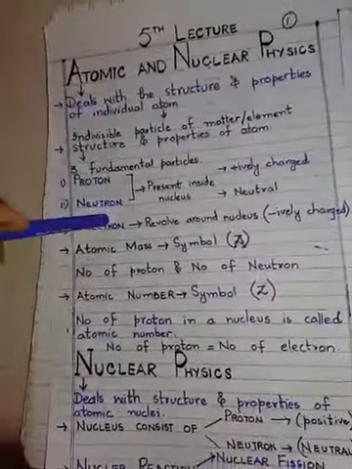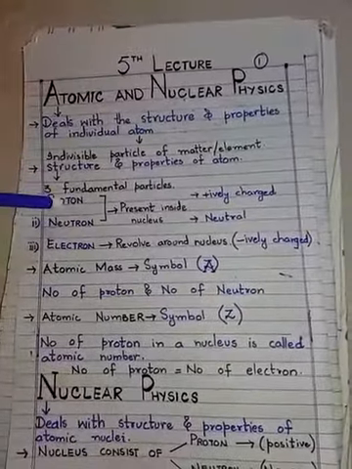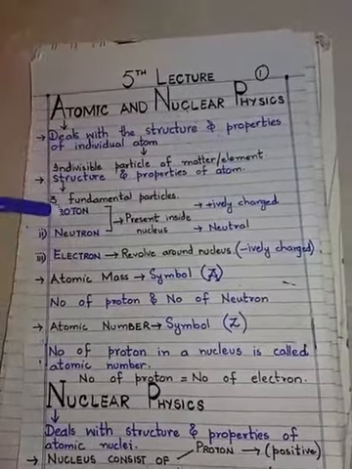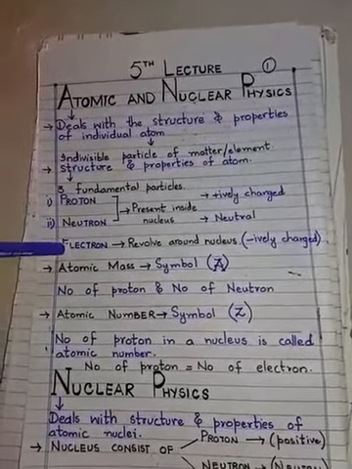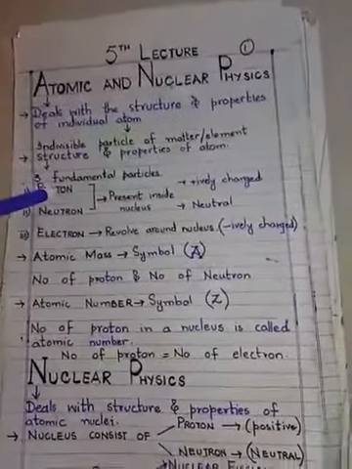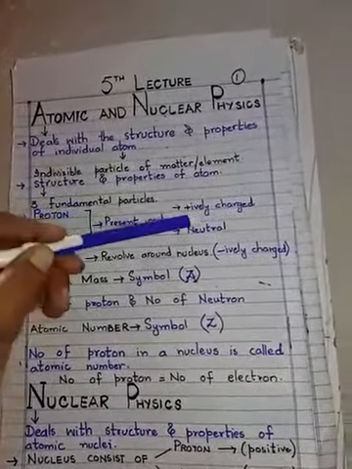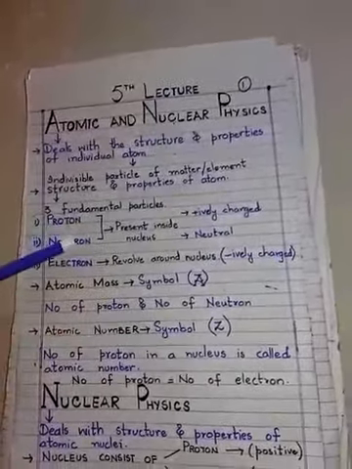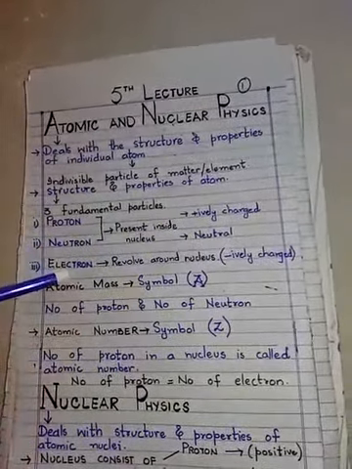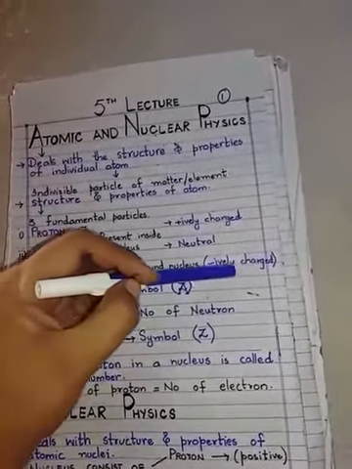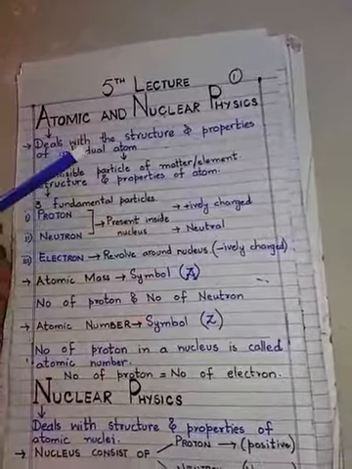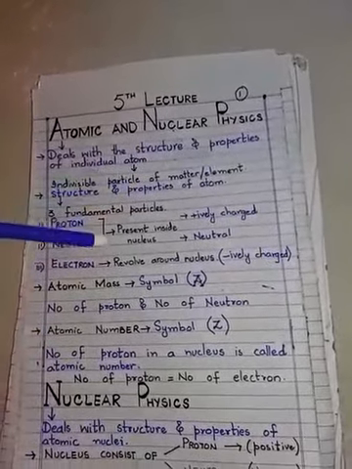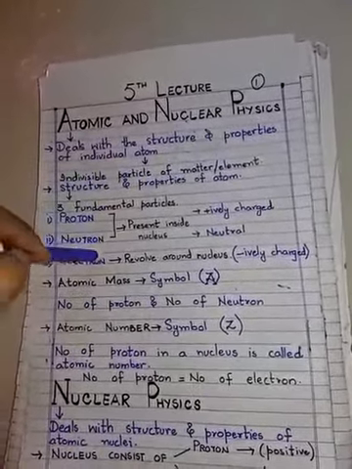So in atomic physics we also discuss the different properties of proton, neutron and electron, such as the mass of proton, neutron and electron, and which type of charges are present on them. As you know very well, girls, proton is a positively charged particle, or proton carries a positive charge, while neutron is neutral, and electron is a negatively charged particle. So in atomic physics we will discuss the structure and properties of an individual atom, in which we specially discuss the fundamental particles of the atom.